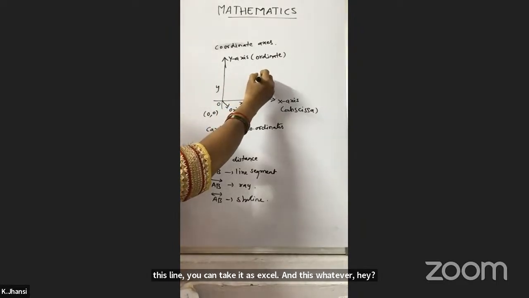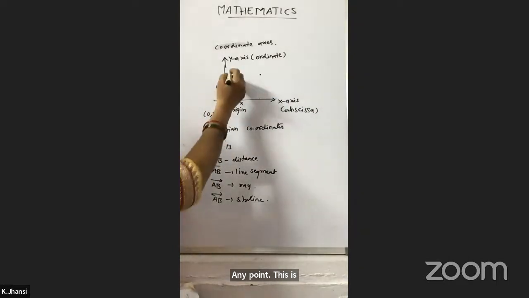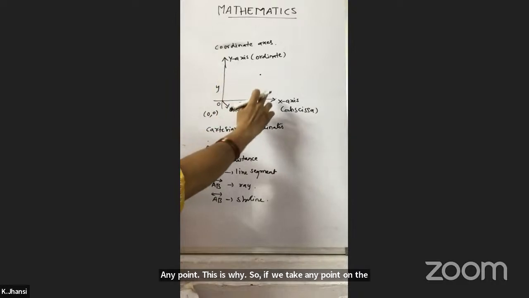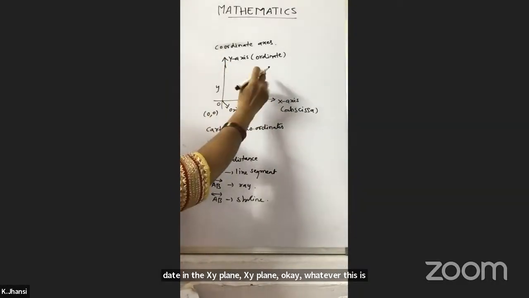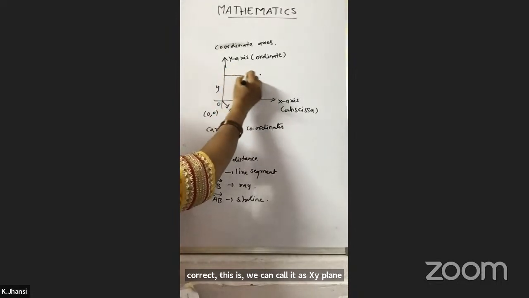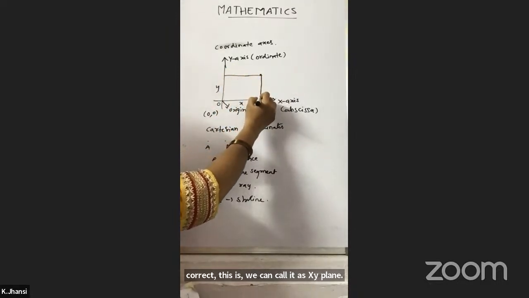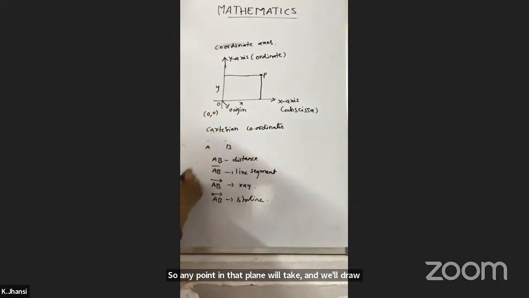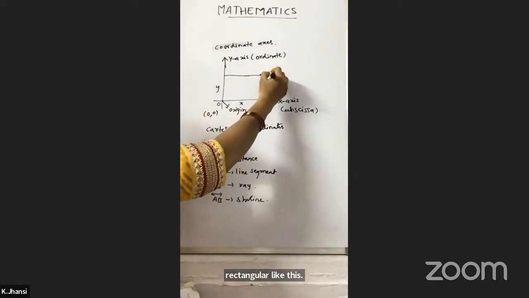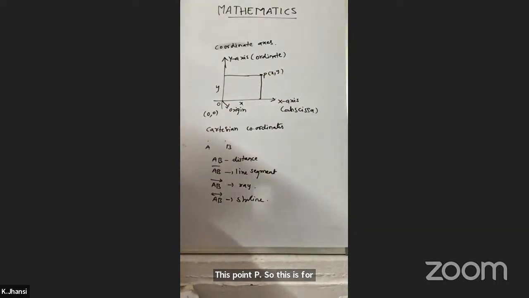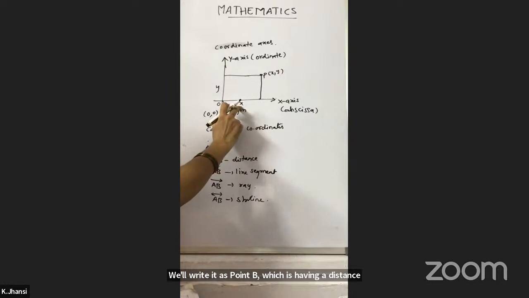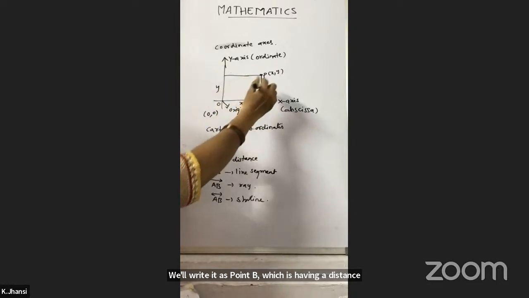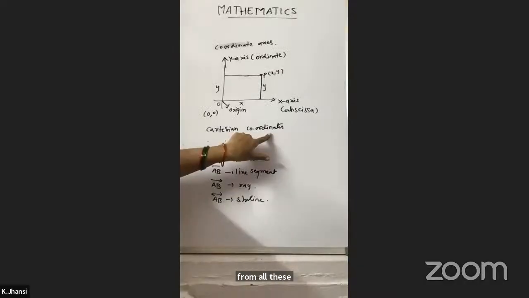So if we take any point in the plane, in the xy plane, whatever the scale, we can call it the xy plane. Any point in that plane we take and draw a rectangle like this to the point P. So this is called Cartesian coordinates. We'll write it as point P, which has the distance from the origin along the x-axis, the length is x. Here this is y. Okay, so this is called Cartesian coordinates.